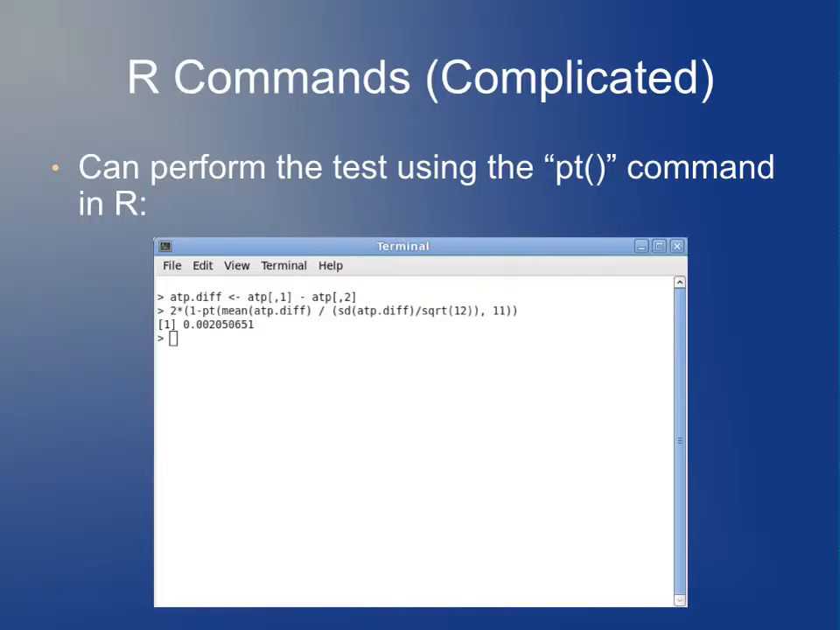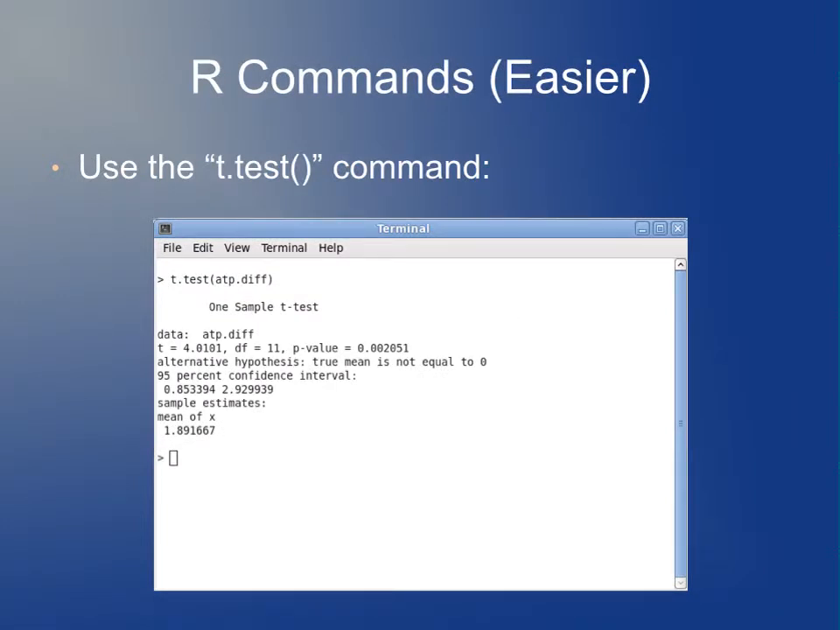And that's going to give us a positive number, and pt is going to give us the area to the left of that positive number. We want the area to the right of that positive number, so we take 1 minus this, then multiply by 2 because we want a two-tailed test. We end up with a p-value of 0.002, fairly strong evidence against the null hypothesis of no effect of the treatment. The easier way, as we've discussed before, is to use the t.test command.